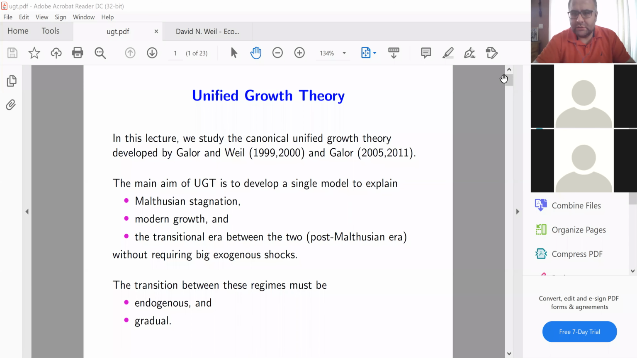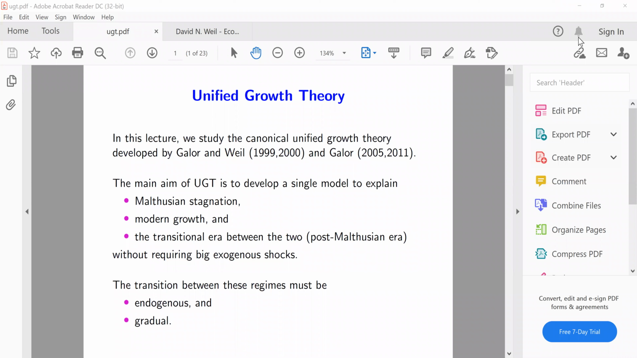Welcome everybody. This is our 750 economic growth, and today we're going to study unified growth theory. So far in this semester, we looked at models of growth and also some models of poverty traps. Now, the idea of unified growth theory is to unify these two mechanisms, right?